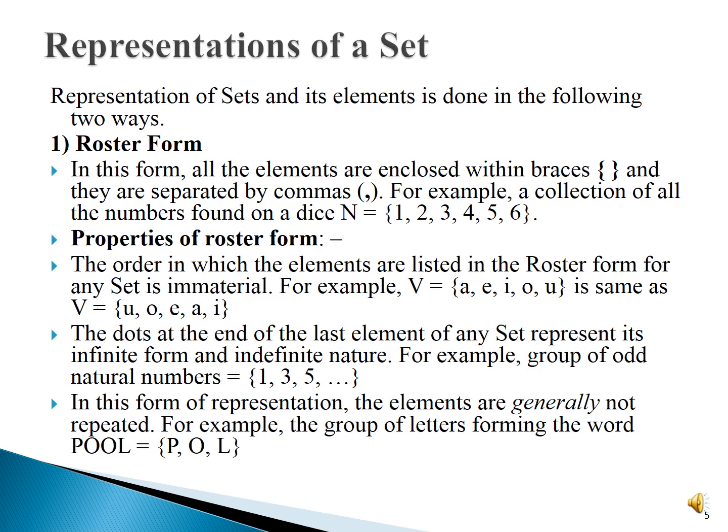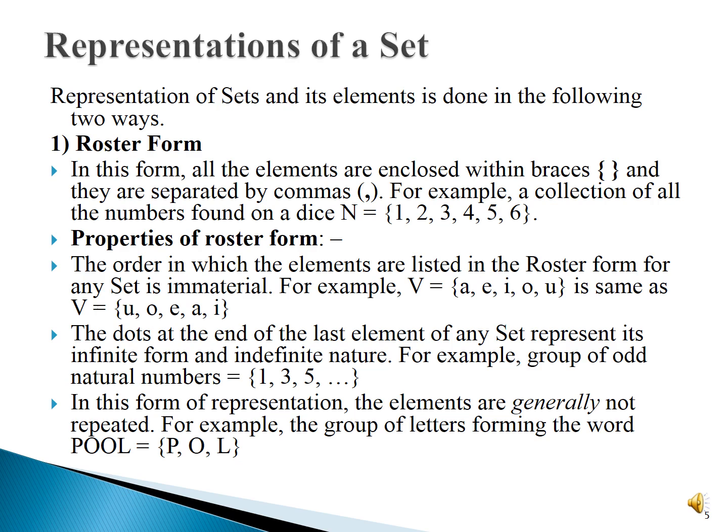Representation of a set. Sets are represented in two ways. The first one is the roster form and the second one is the set builder form. In the first form, all the elements are enclosed within braces and they are separated by commas. For example, a collection of all the numbers found on a dice, N equals 1, 2, 3, 4, 5, 6. As we know, on a dice there are 6 faces. So the set N will include 1, 2, 3, 4, 5 and 6.